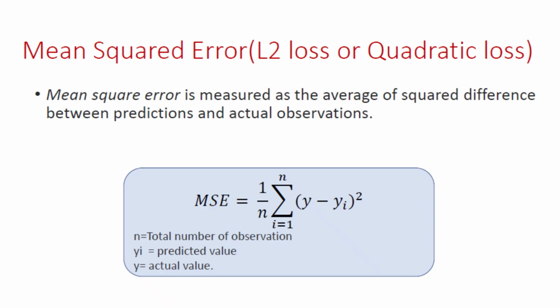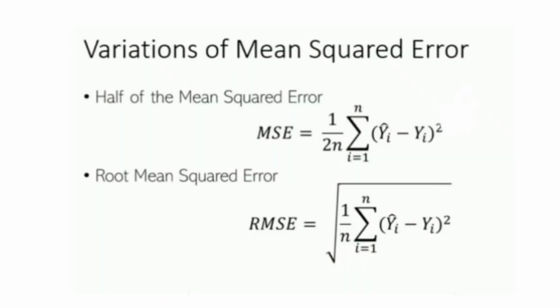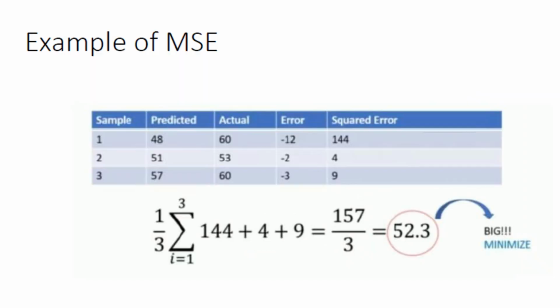So this is the equation. You can just memorize the equation. It is measured as the average of squared differences between predictions and actual observations, and this is a square, and we perform the summation of it. Again, these are some of the variations of the mean square error, and we use RMSE also. An example for MSE is given here. Suppose your predicted value is this and your actual value is this.